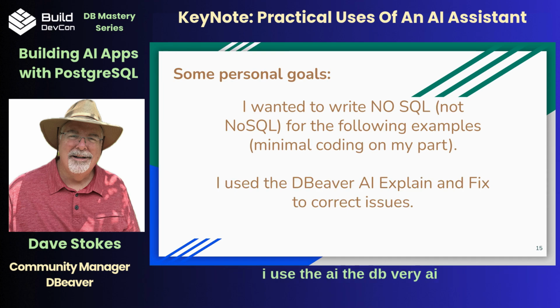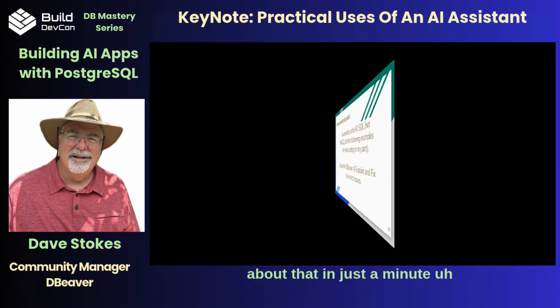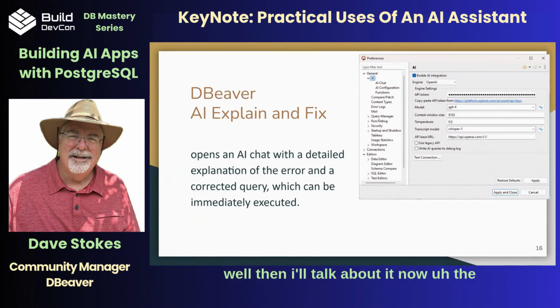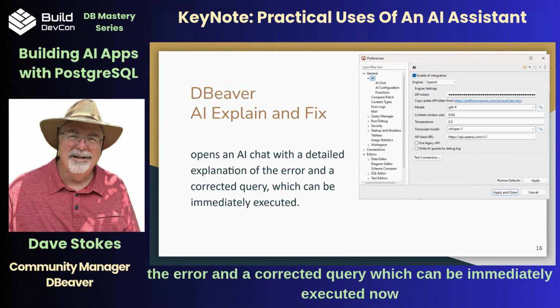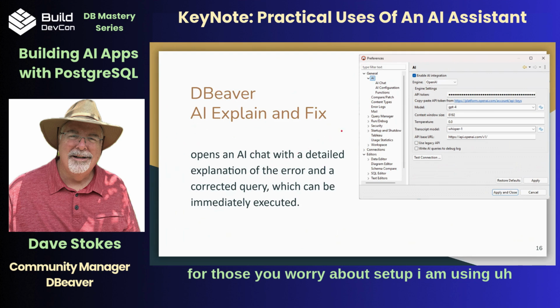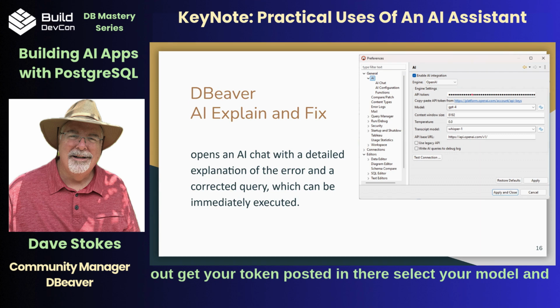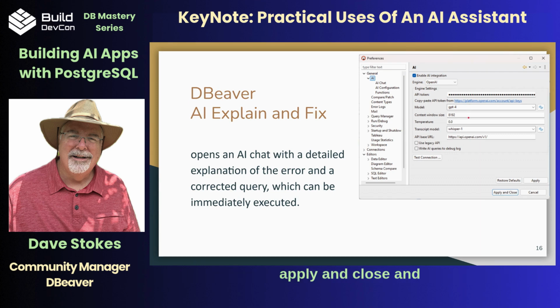And I used the DBeaver AI Explain Fix to correct issues. I'll talk about that in just a minute. Well, I'll talk about it now. The AI Explain Fix opens an AI chat with a detailed explanation of the error and a corrected query, which can be immediately executed. Now, for those of you worrying about setup, I am using DBeaver Enterprise Edition, and I'm using OpenAI with GPT-4. When you start this up, you go out, get your token, paste it in there, select your model, and apply and close.